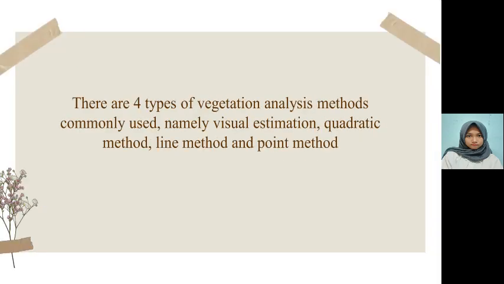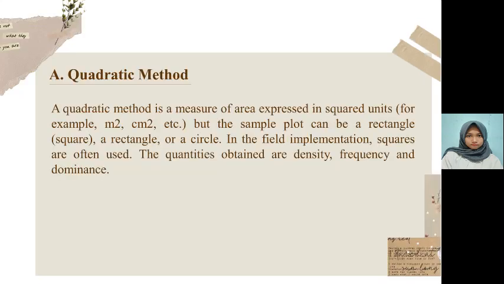There are 4 types of vegetation analysis methods, namely visual estimation, quadrat method, line method, and point method. A. Quadrat method. The quadrat method is a measure of area expressed in square units, for example, square meter and square centimeter. The sample plot can be a rectangle, square, or a circle. In the field implementation, squares are often used. The quantities obtained are density, frequency, and dominance.